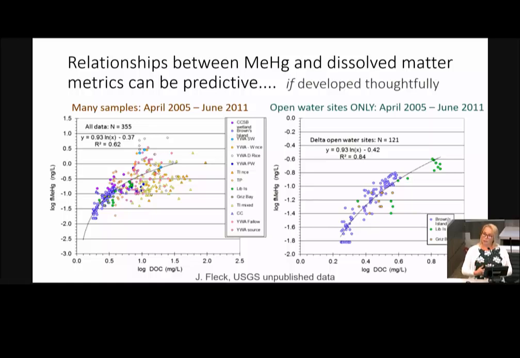If we consider only the open water sites in this, we start to see a much more straightforward relationship, although we can certainly talk details about log-log transforms and how we might want to model that more intelligently.